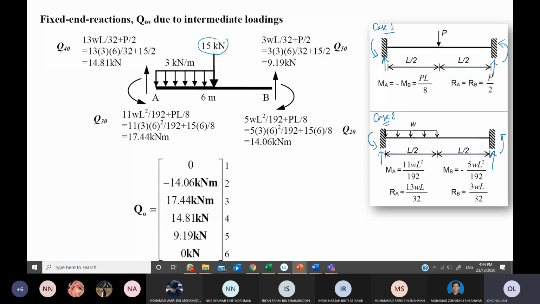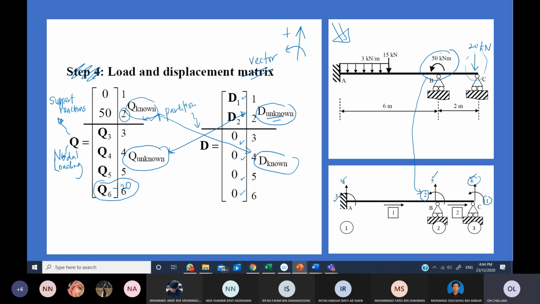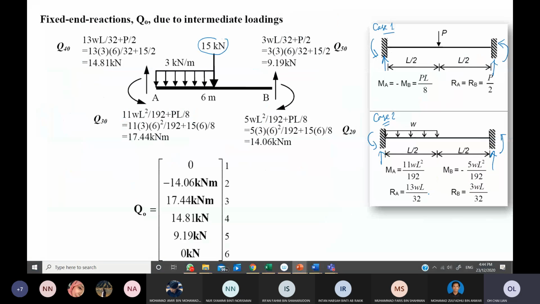But before that, I would like to go back to refer to our numbering of element 1. Our element 1 numbering is 4, 3, 5, 2. Therefore we name it here 4, 3, 5, 2. Accordingly, we add the naught at the back because this is due to the intermediate loadings.